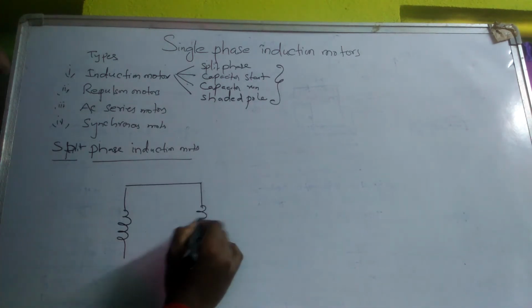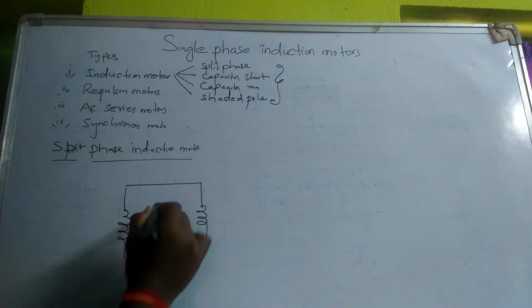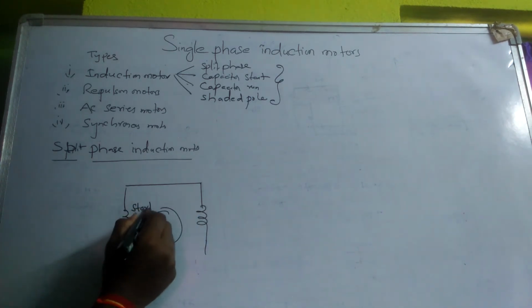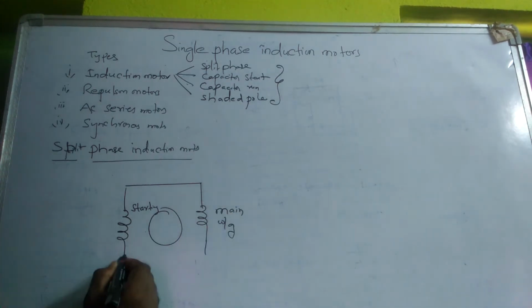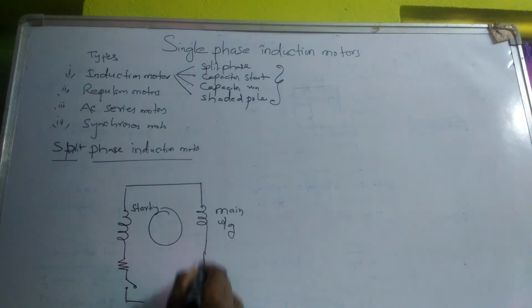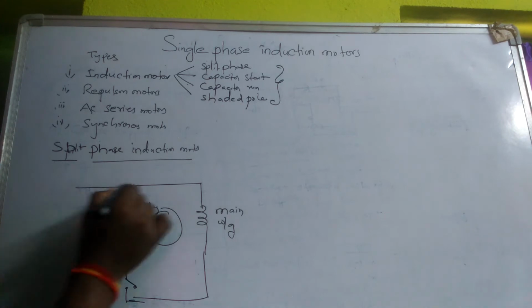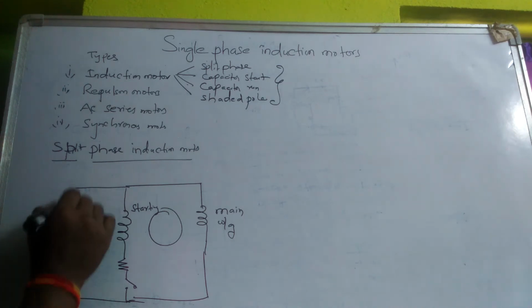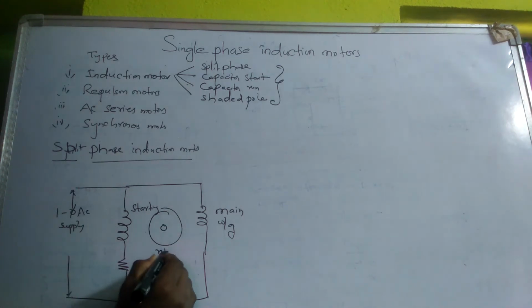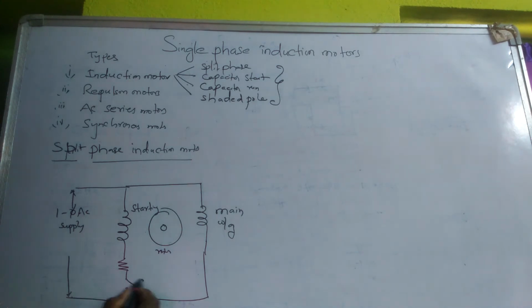One is the main winding and the other is the starting winding or auxiliary winding. This is the main winding of the stator, and the starting winding is provided here. A single phase AC supply is connected. This is the rotor. So in split phase, the stator winding is split up into two windings: the main winding and the starting winding.